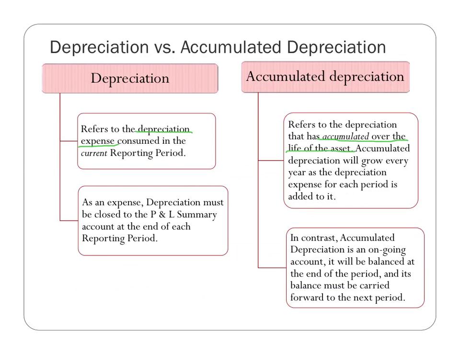Depreciation as an expense must be closed to the profit and loss summary account, like all expenses do. At the end of the reporting period, they all need to be closed to the profit and loss summary account. In contrast, accumulated depreciation is an ongoing account. It will be balanced at the end of the period, and its balance needs to be carried forward to the next reporting period.